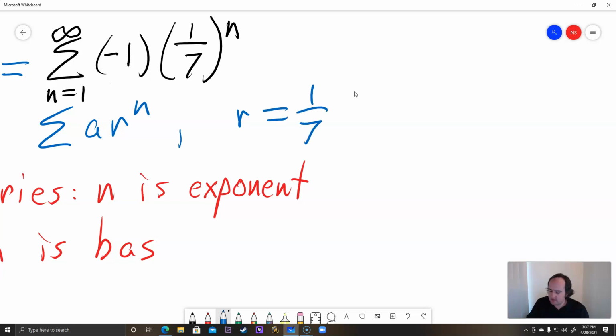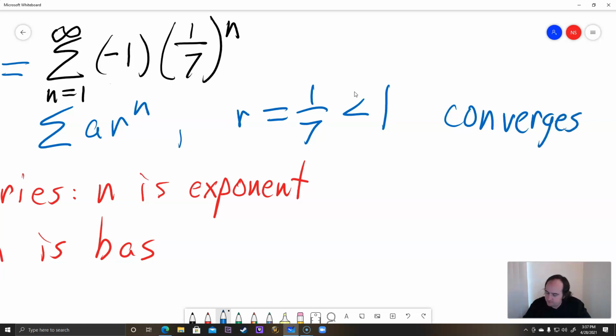So here r actually equals 1/7, which is less than 1. And remember, if r is less than 1, that means the geometric series converges. Okay, so this converges. And that's because it's geometric and r equals 1/7, which is less than 1. And that number 1/7 is also called the ratio. Okay, so this number 1/7 is called the ratio.